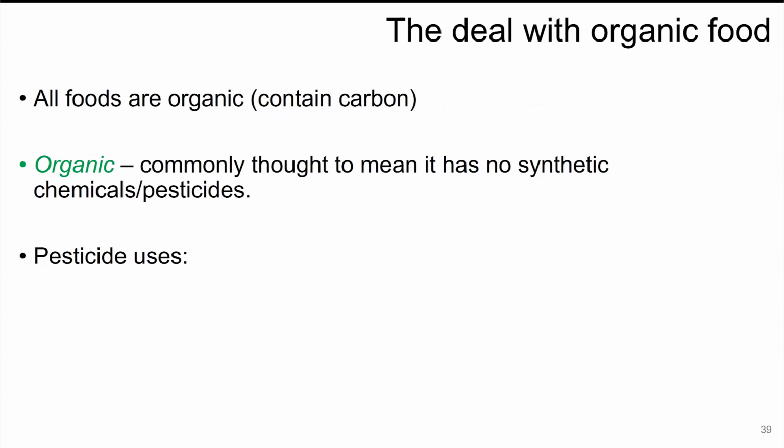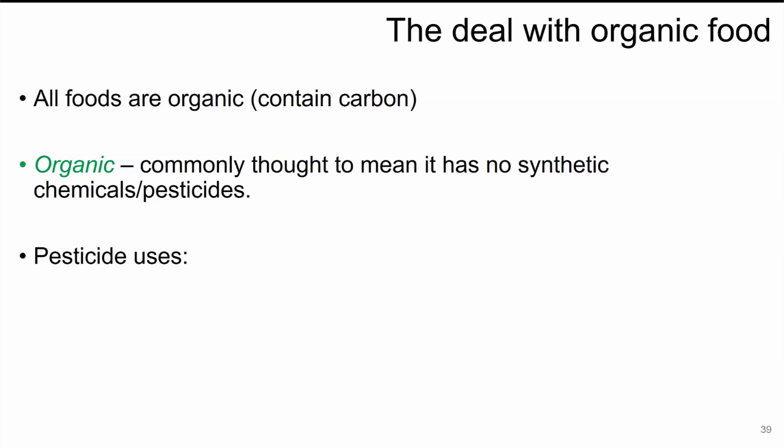So if we look at an application of organic chemistry, all foods are organic. Organic in the dietary industry or in the food industry is commonly thought to mean it has no synthetic chemicals or pesticides or is less dangerous or risky. This is not always a good definition of that because organic food farmers do use chemicals and pesticides. They might be natural ones, but they do use some to some extent.